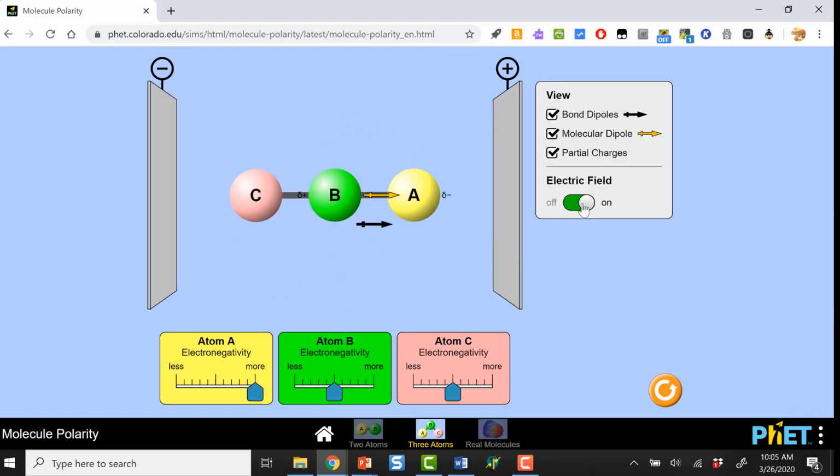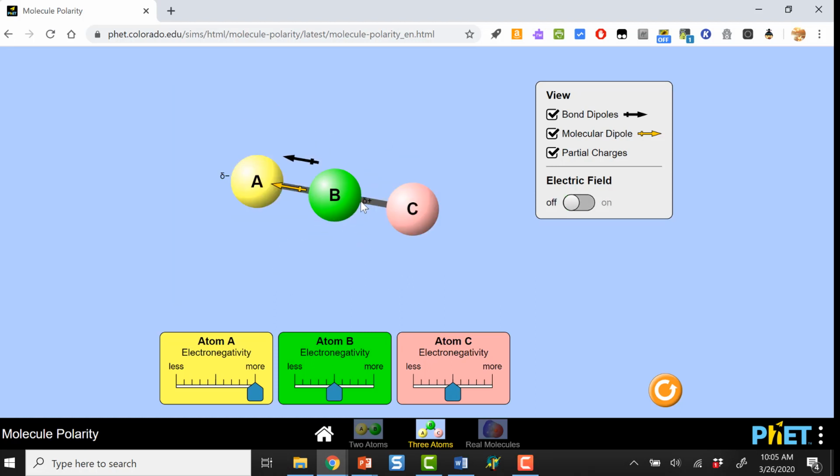Since there is a dipole in this molecule, we do see that the molecule reacts to being placed in an electric field. I'm going to shift that back around here. Now here's a curious question. What happens if C is just as electronegative as A?